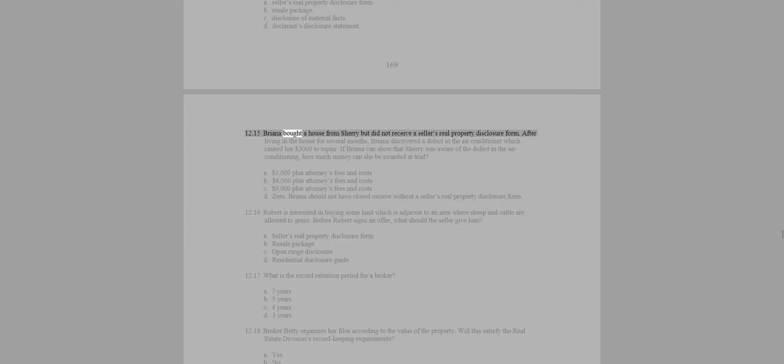12.15 Brianna bought a house from Sherry but did not receive a seller's real property disclosure form. After living in the house for several months, Brianna discovered a defect in the air conditioner which caused her $3,000 to repair. If Brianna can show that Sherry was aware of the defect in the air conditioning, how much money can she be awarded at trial? A. $3,000 plus attorney's fees and costs. B.